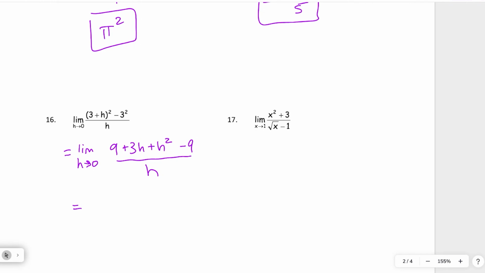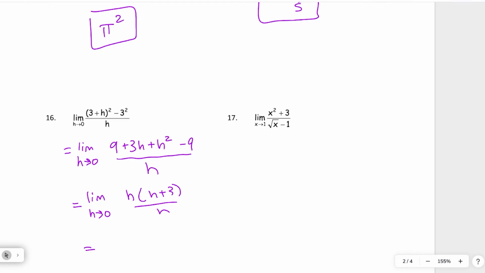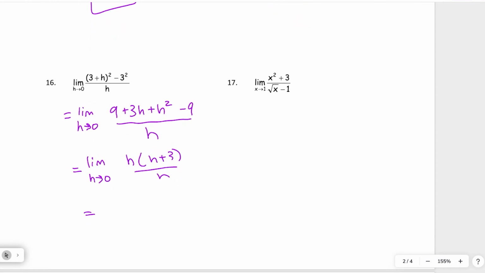So let's go ahead and simplify here. We got 9 minus 9 is 0, and then we can factor out an h in the numerator. So we've got h times h plus 3 over h. And so we get the limit as h approaches 0 of h plus 3, which is 3.